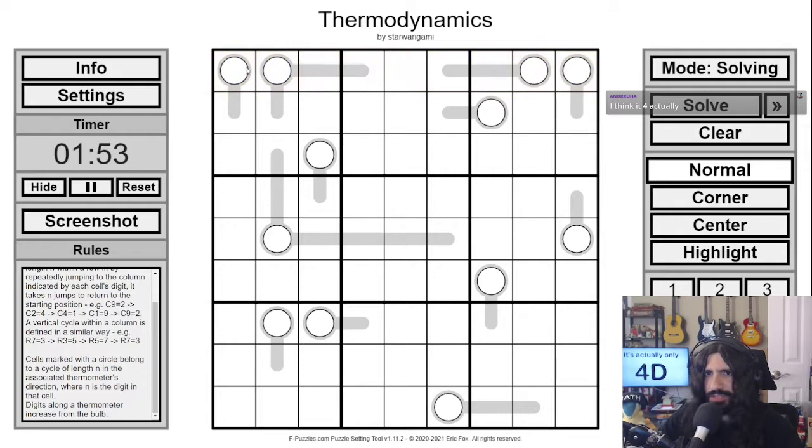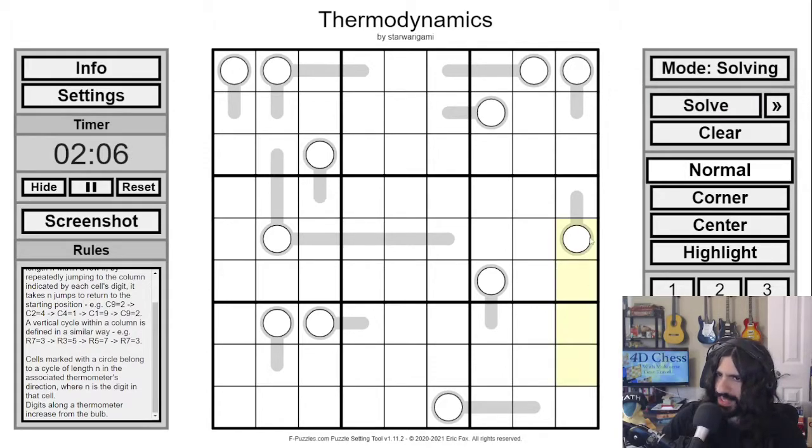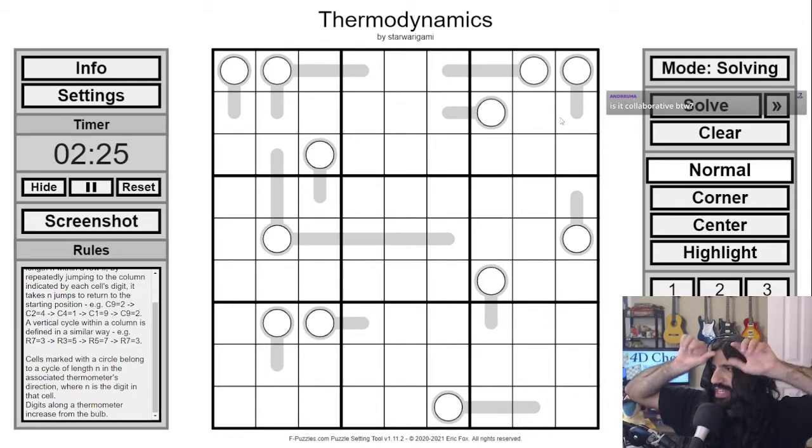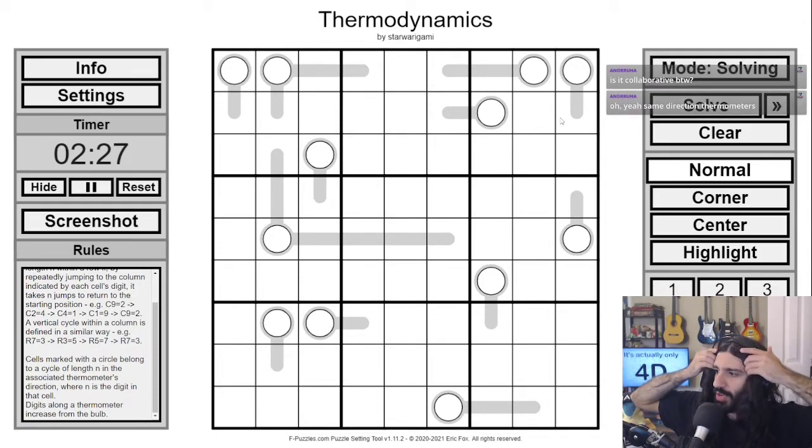I'm tempted by this first row. There are just so many bulbs. What does it all mean? But I think that only is true for bulbs that have thermometers facing in the same direction, right? Because this guy can be part of a vertical cycle, and this cell can still be part of a horizontal cycle. So the thermometers have to be oriented in the same direction, right? Yeah, same direction thermometer bulbs can't be in the same cycle.